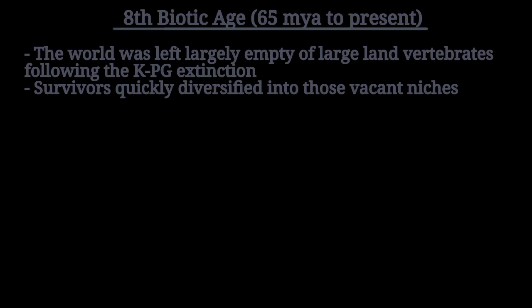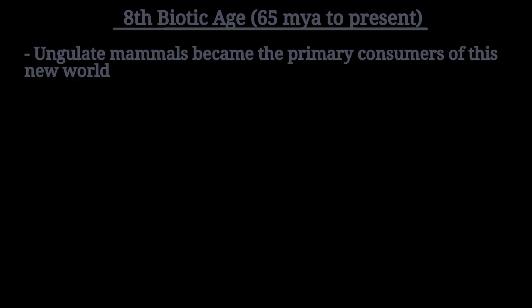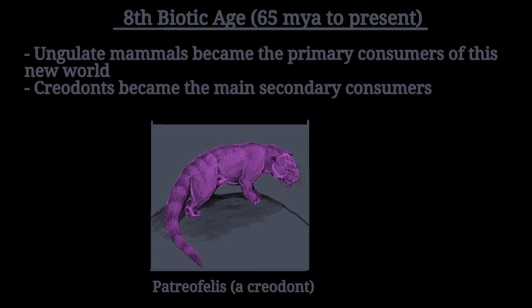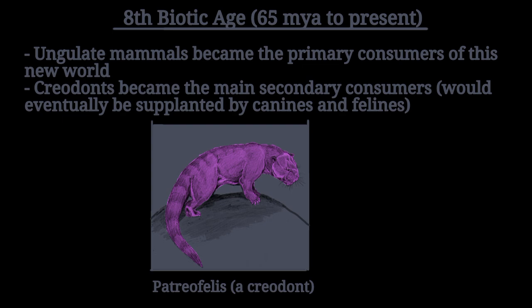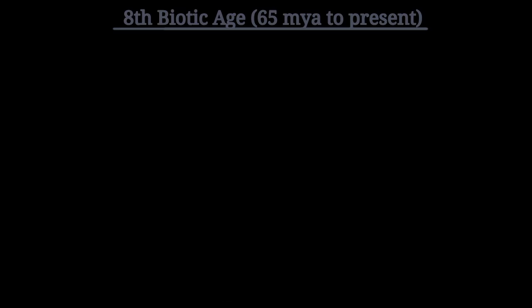Within 5 million years, birds were diversifying into forms like Waimanu and Psidiaceae. Trophic levels that had previously been decimated were gradually rebuilt. Ungulate mammals assumed the role of primary consumers in this new world. The role of secondary consumers came to be filled by creodonts, the descendants of surviving insectivores. They would later be supplanted by the felines and canines we are more familiar with today. The primate lineage appeared. It initially manifested as the primate-like Purgatorius, eventually developing true primates like Onomyids and simians.